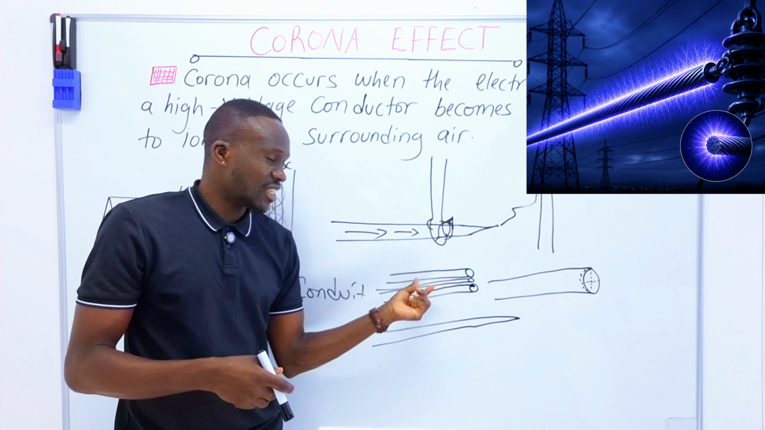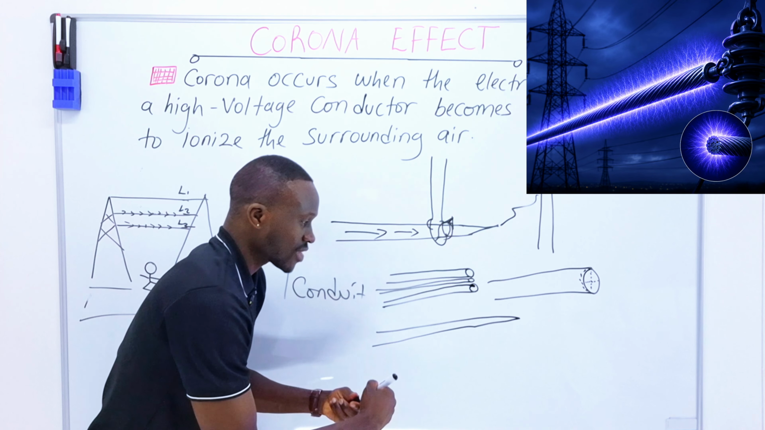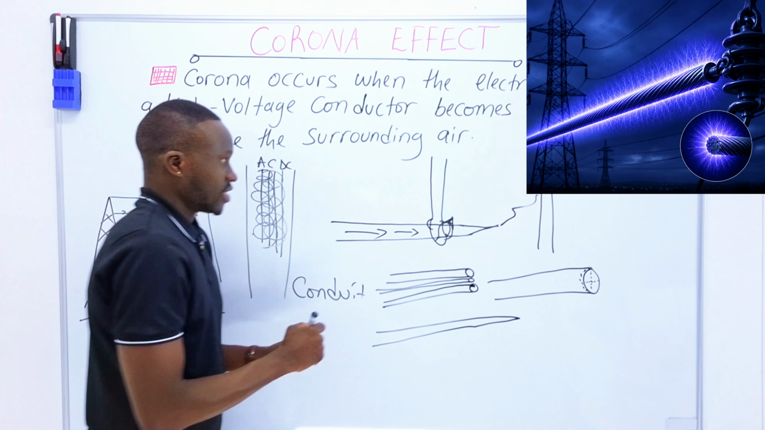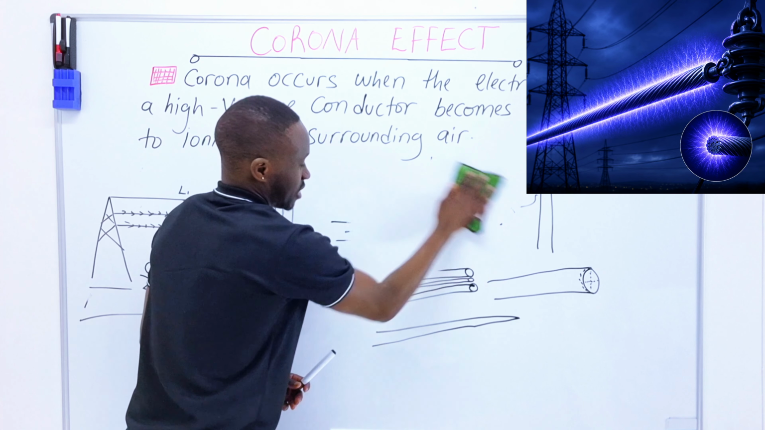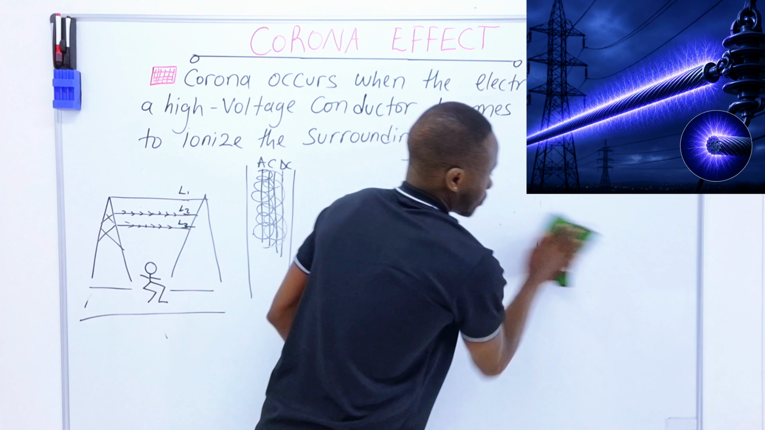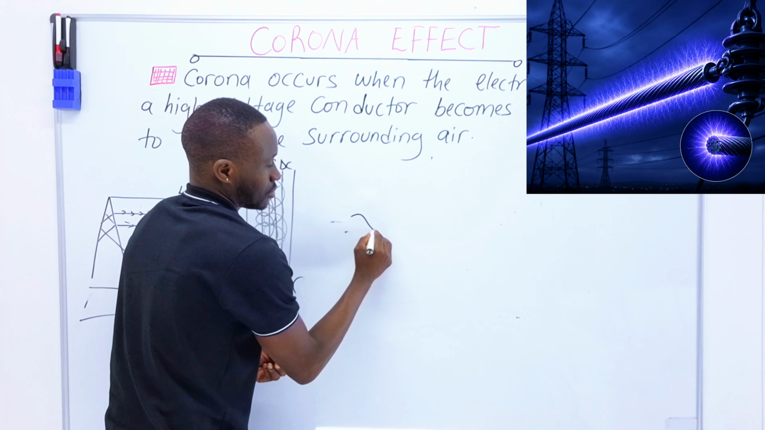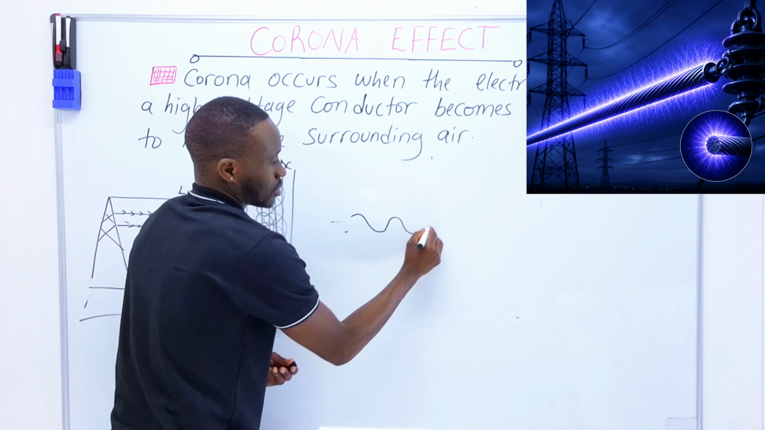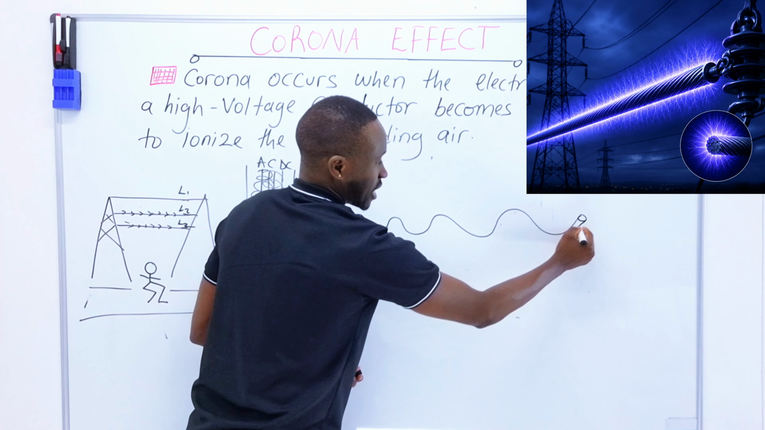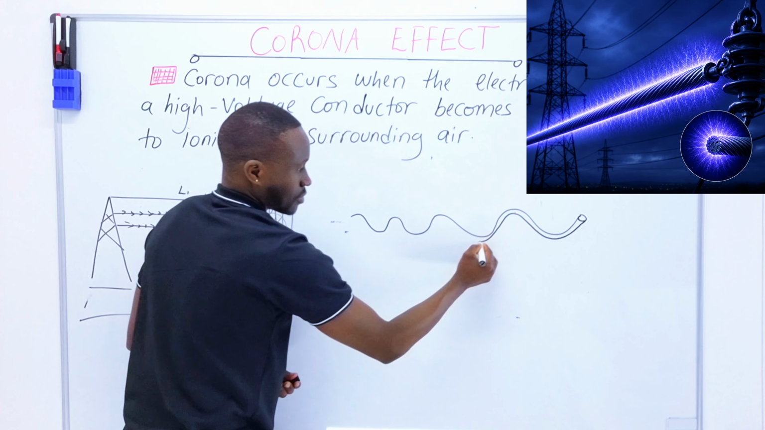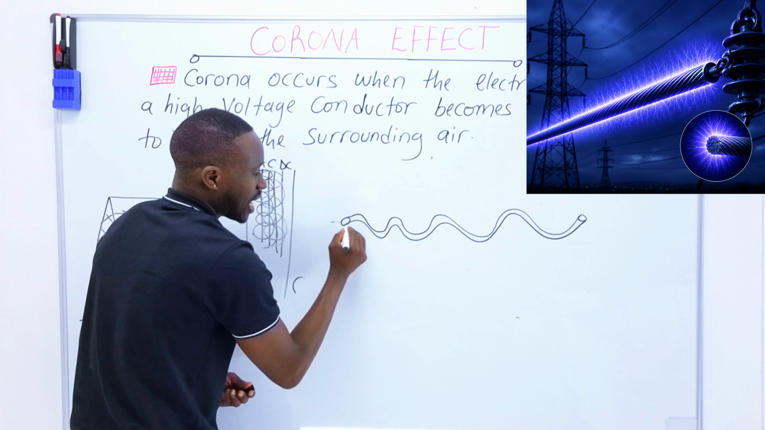Each has a very big diameter, and once they twist them to make one conductor, it will look like this. Let me rub this off. It will look like this. Okay, this is one conductor. Then they get another one.